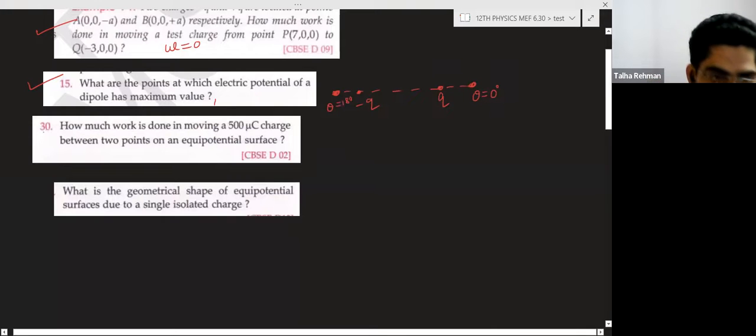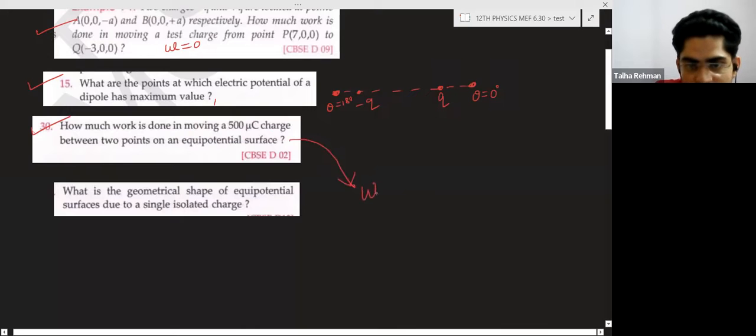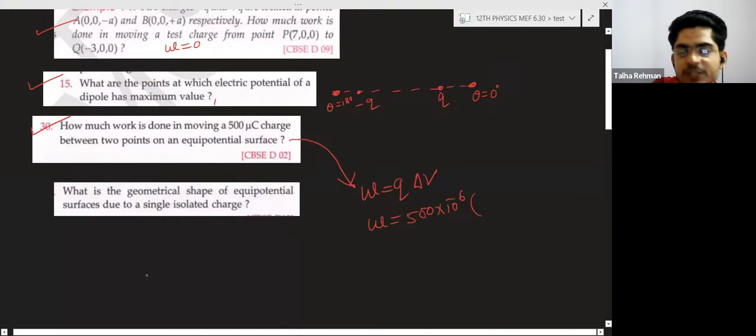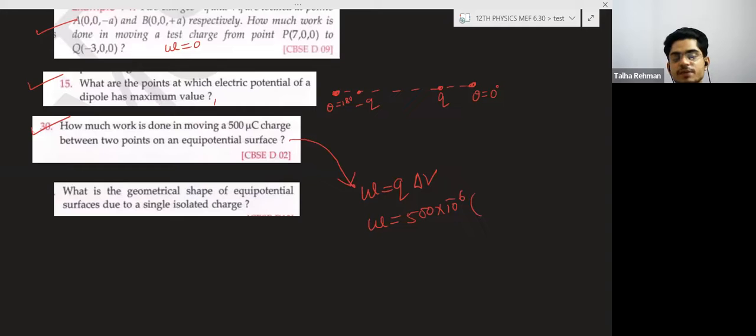And now this is the question. How much work is done in moving a 500 microcoulomb charge between 2 points on equipotential surfaces? So let's see this question. Work done is equal to charge into change in potential. The charge is given as 500 microcoulomb, and the change in potential on the equipotential surface.